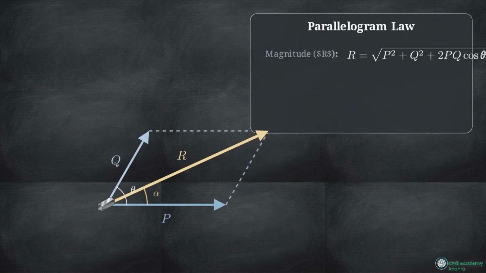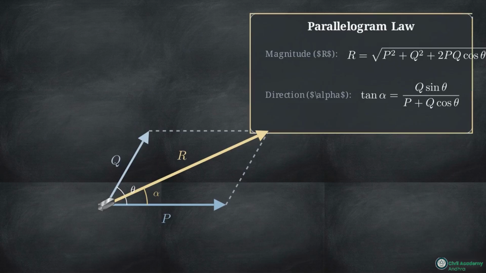The geometry of this parallelogram gives us our primary resultant equation. R equals the square root of p squared plus q squared plus 2pq cosine theta. To find the precise angle of that resultant, we use the direction equation. Tangent alpha equals q sine theta divided by p plus q cosine theta.